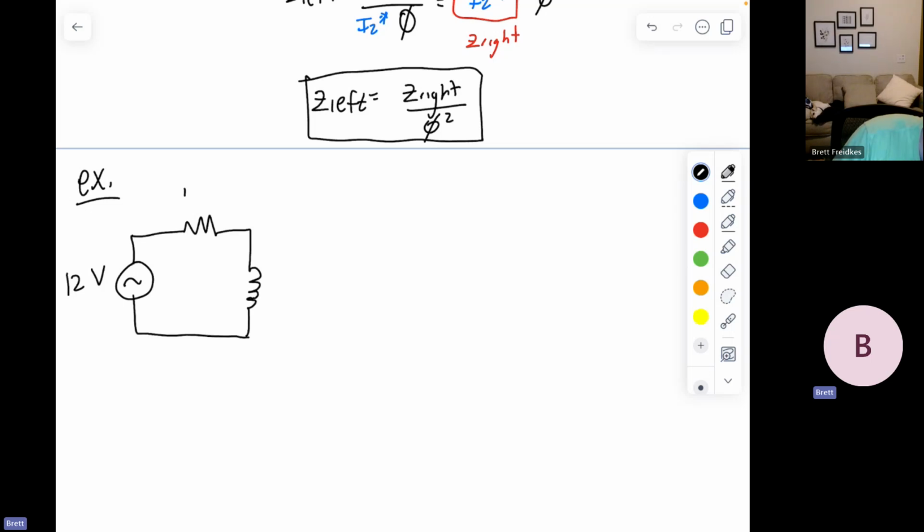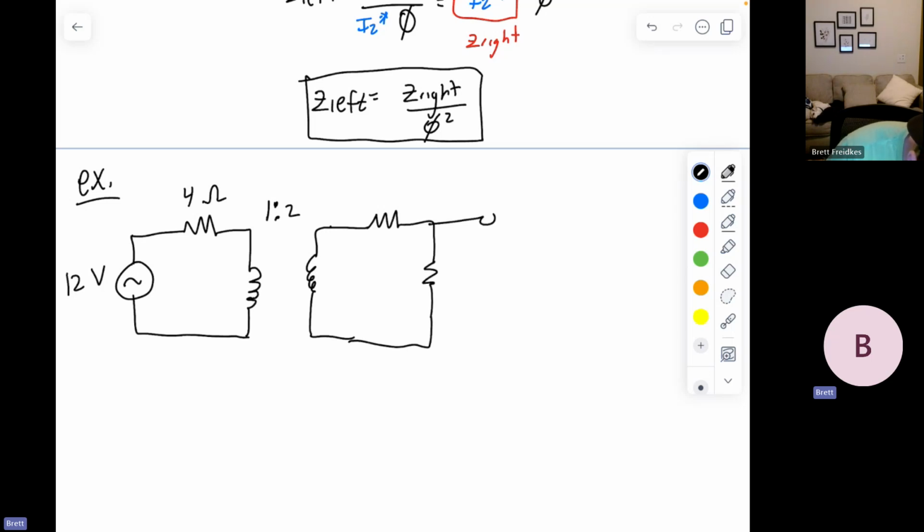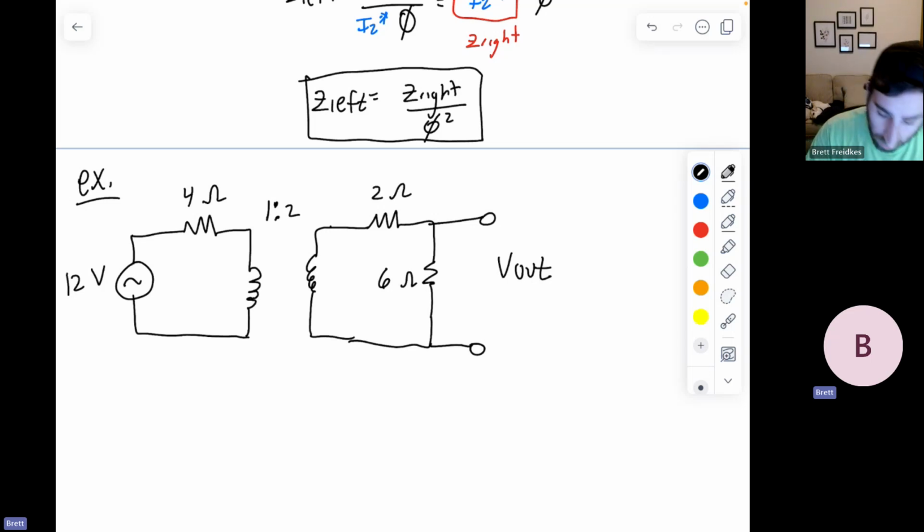We'll say that this is 4 ohms. This is 1 to 2 in this example. And I say that this second resistor is 6 ohms, and this one is 2 ohms. I want to know what is V out. That's what I am interested in finding.